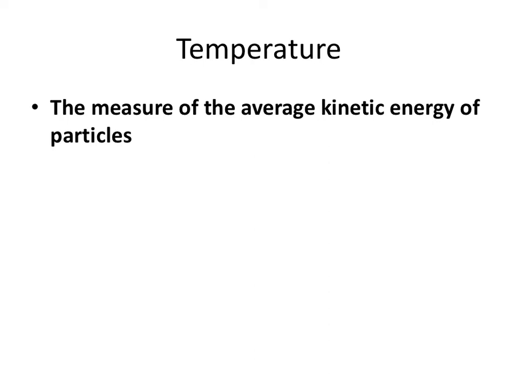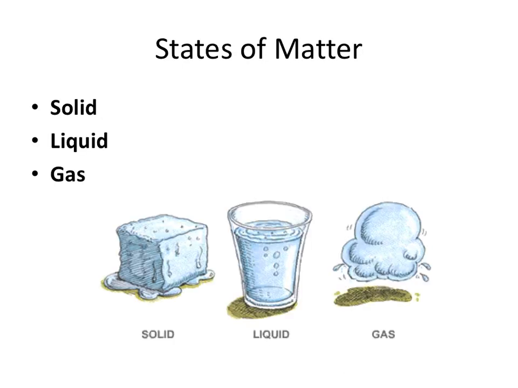We can measure the average kinetic energy of particles through temperature, and our lecture next class is going to be all about the difference between temperature and heat. Okay. So the states of matter, these are the things that we see matter in, right, or know that they're in. So we have solids, like a block of ice, liquid, like a cup of water, and gases, like water vapor.